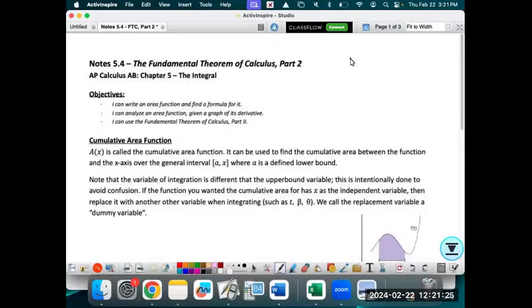All right, we are going to be doing notes 5.4. This is going to end up going over the fundamental theorem of calculus part 2, but not quite yet. We are going to talk about something called the cumulative area function first.